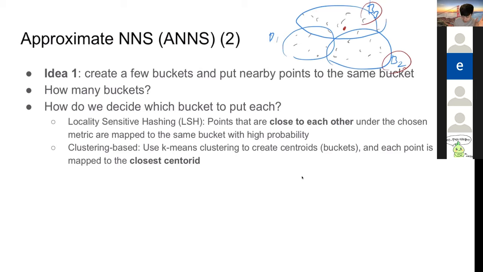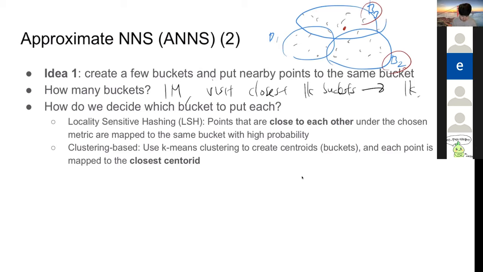But let's say, for instance, we have 1 million buckets, and then we visit the closest 1K buckets. Then in that case, we're having a speed up of 1,000 times, right? Because we don't have to visit the other 999K buckets. And then the question is, how can we define the buckets, which means how we decide which bucket to put each point in.